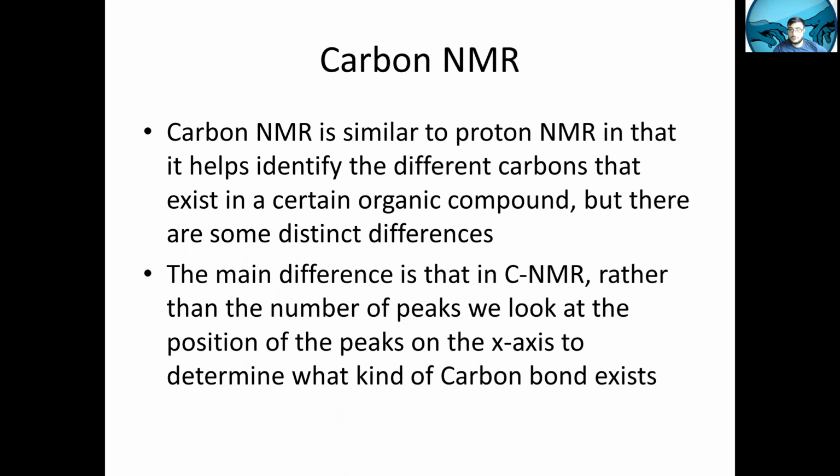Next, let's move on to carbon NMR. Carbon NMR is similar to proton NMR in that it helps identify the different carbons that exist in a certain compound, but there are some distinct differences. The main difference is that in carbon NMR, rather than the number of peaks, we look at the position of the peaks on the x-axis to determine what kind of carbon bond exists. If I had to describe it, carbon NMR would be a combination of proton NMR and IR spectroscopy. That's the best way to describe it.